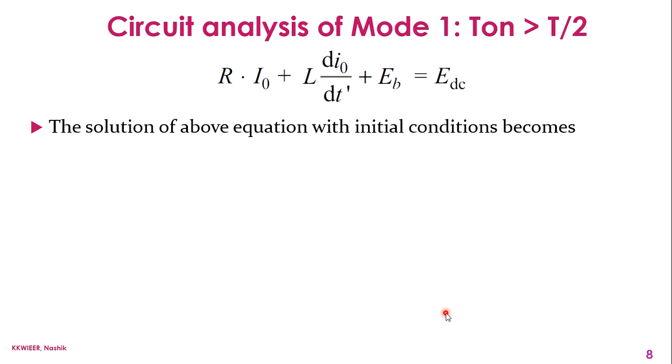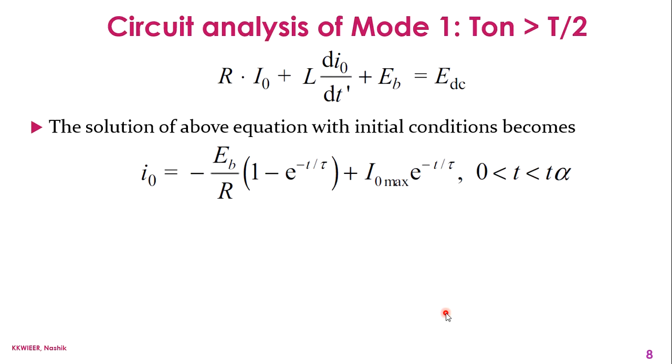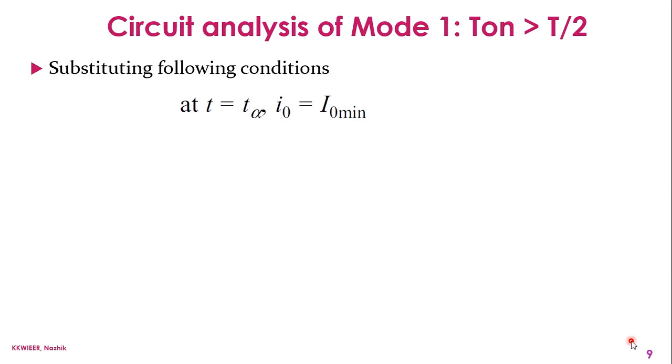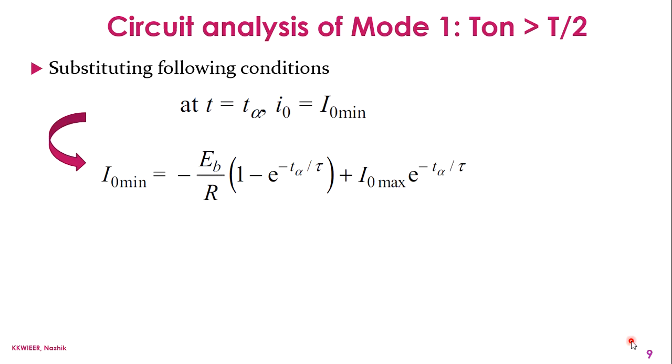The solution of the above equation with the initial condition becomes I0 equal to this equation for T ranging from 0 to T alpha, where tau is L by R seconds. Substituting the condition at T equal to T alpha and I0 equal to I0 min, the previous equation will become this: I0 min is equal to minus EB upon R times 1 minus e raised to minus T alpha by tau, plus I0 max e raised to minus T alpha by tau.